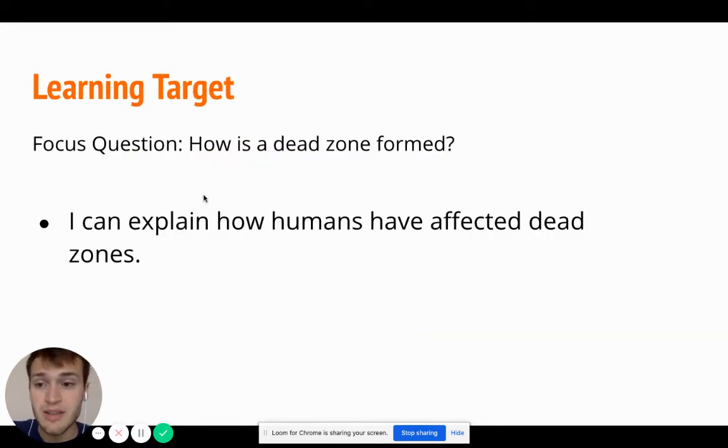So today's learning target, the focus question is, how is a dead zone formed? So that's the question we'll be thinking about today and trying to answer. And then our learning target is, I can explain how humans have affected dead zones. So after today, you'll be able to tell me how humans created or affected dead zones.